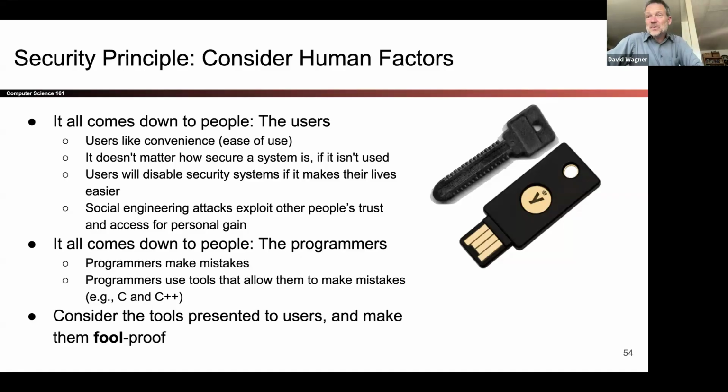And also, this is relevant for software developers too. Software developers, when they're writing code, are just human. Most software developers are not security experts. They can't be expected to understand everything about security. Even if they did, we're human, we make mistakes. And those mistakes sometimes, as we'll see in this class, can open up really serious security vulnerabilities.